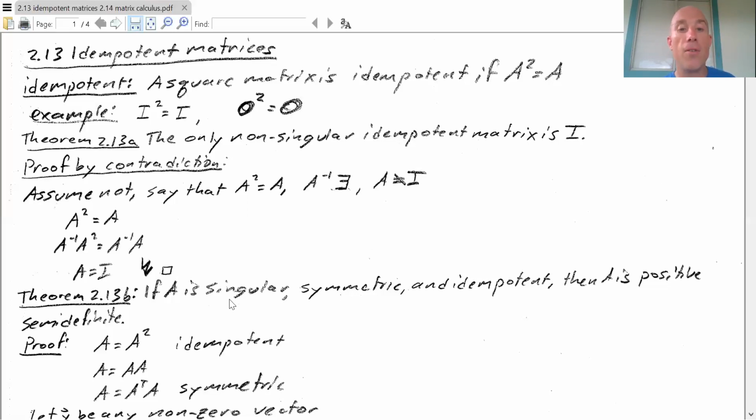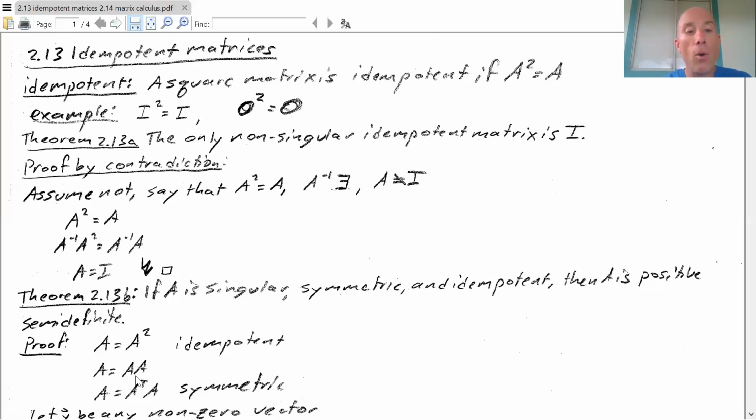If A is singular, symmetric, and idempotent, then A is positive semi-definite. Singular means it does not have an inverse. Symmetric means that the transpose is equal to itself. And idempotent is what we just defined. So here's our proof. Let's say that A is equal to A squared, because that's by the idempotent assumption. A squared is just A times A.